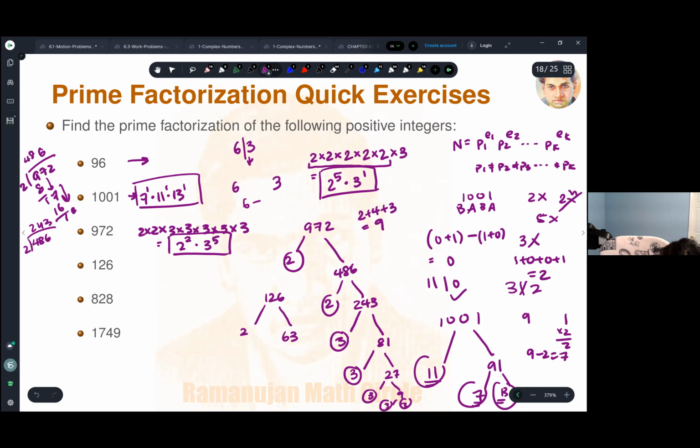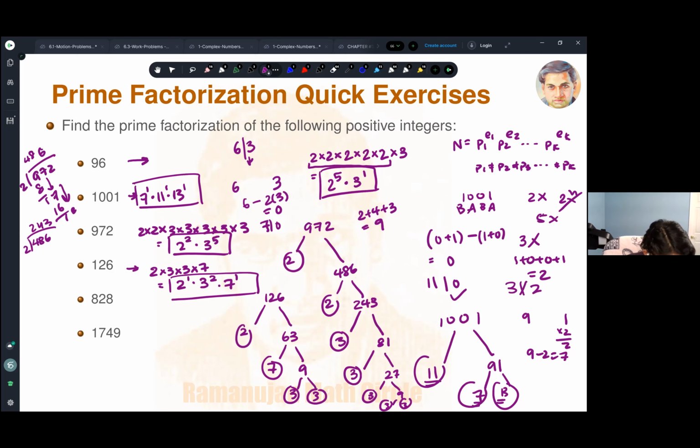6 minus 2 times 3 is equal to 0, and 7 divides 0. So this is divisible by 7. So then now you have 9, and 9 is 3 and 3. So these are our prime factors. So you get 2 times 3 times 3 times 7. And if you write it out as prime factorization, you get 2 to the power 1 times 3 to the power 2 times 7 to the power 1.